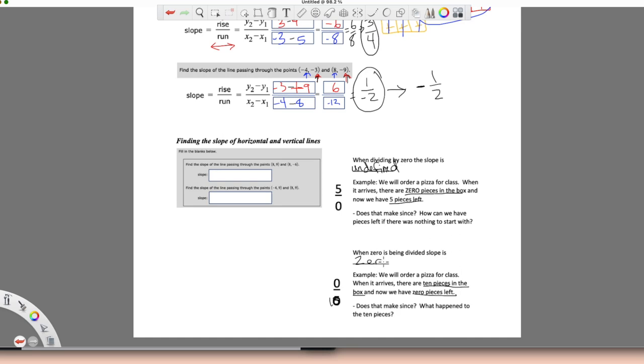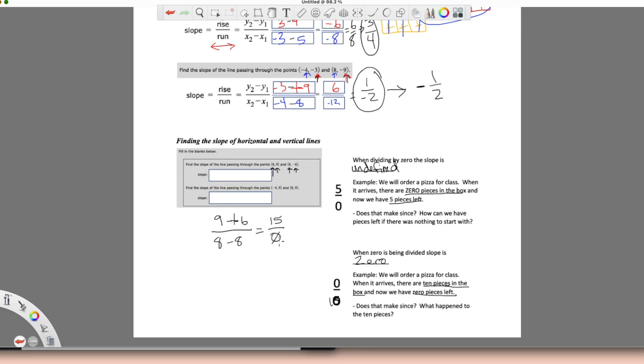Okay? So these are our 2 situations. We just want to make sure we understand why is it undefined and why is it 0. So now we're going to look at these 2 slopes. So we're going to have 8 and 9 and 8 and -6. So remember, rise are the y's. So I'm going to have 9 minus -6 for my y's. And I'm going to have 8 minus 8 for my run. So minus negative, that's going to turn into a plus. 9 plus 6 is 15. 8 minus 8 is 0.